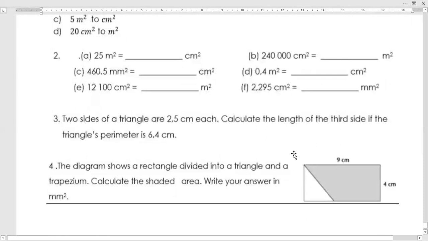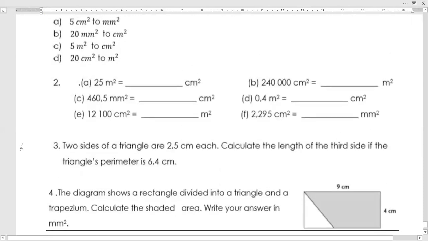into the lengths. I think, yeah, 2 sides of a triangle are 2,5 centimeters each. Calculate the length of the third side if the triangle's perimeter is that. So they give you the perimeter, they want you to find the other sides. So that's a normal perimeter question.